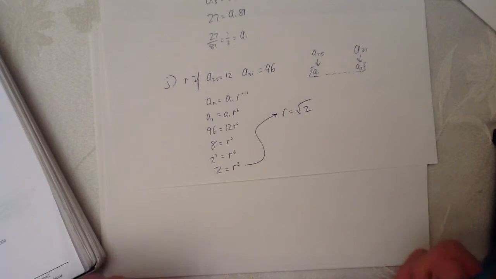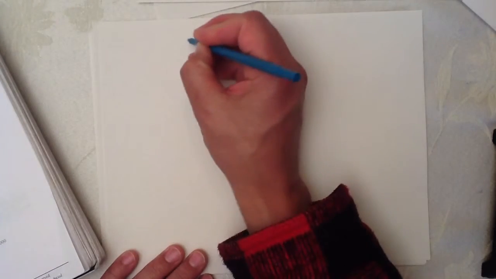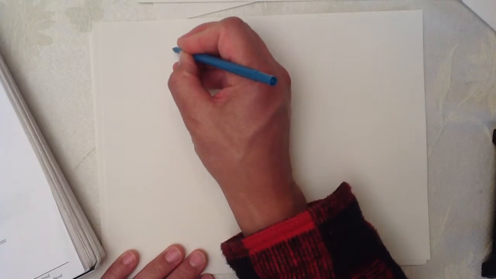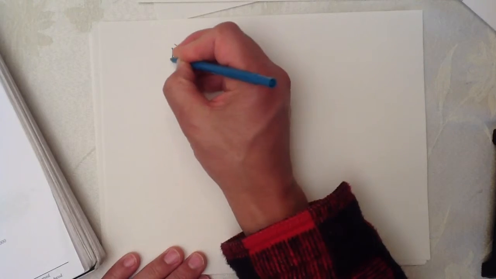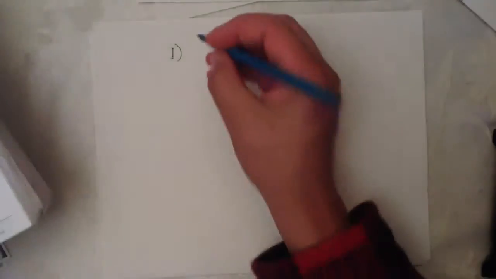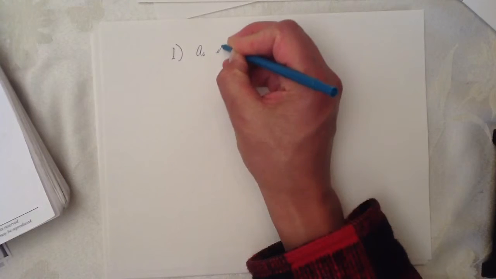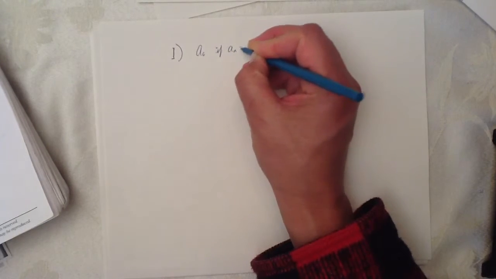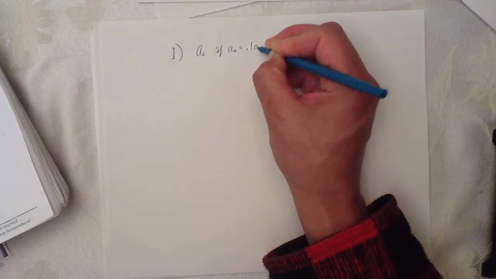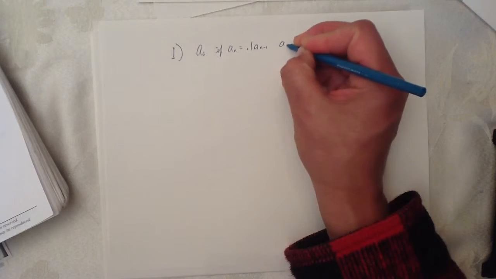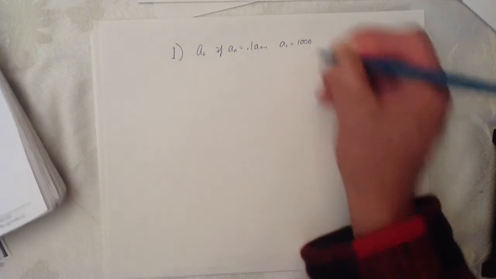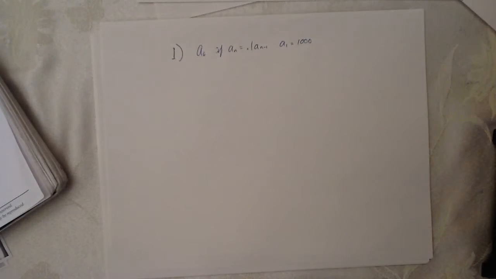And should we do one of the last ones? Yeah, we got time on this video. Let's do L, because maybe L will be my downfall. Maybe I don't know how to do L. But this is what it says. It says find A6 if A n equals 0.1 times A of n minus 1 and A1 equals 1,000. That is freaking the hell out of me.